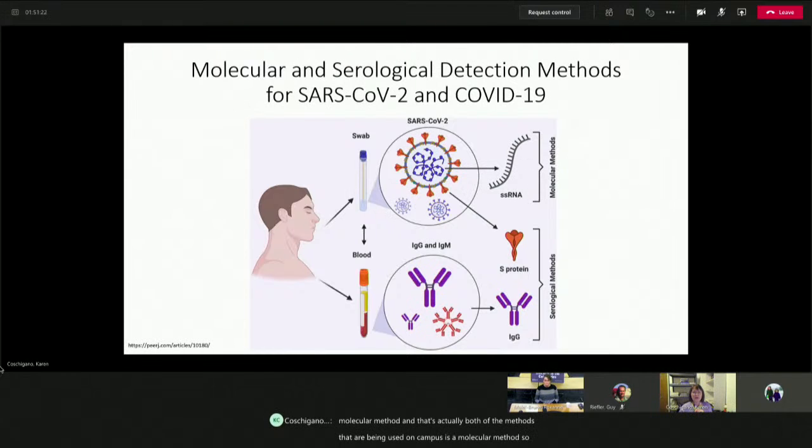So one is the VALT method, VALT is the company, and the students are spitting into a tube, so they're collecting saliva, and then that gets sent to VALT. VALT is doing essentially what I'm doing, the reverse transcription quantitative PCR, and that's actually the gold standard for detecting it. It's the most sensitive. So VALT is doing that and then returning those results in about 48 hours, give or take.